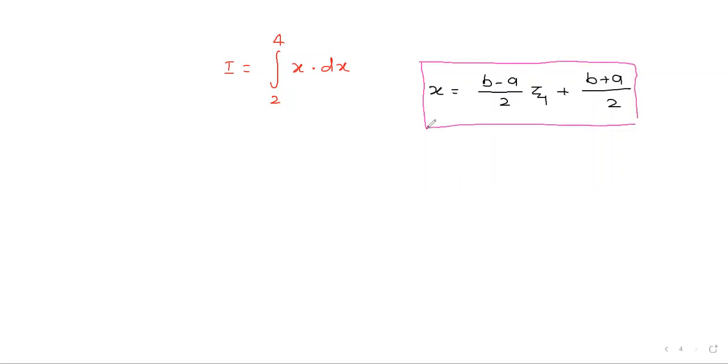Why have I taken x? Because in this question, the function is of x. If it is the function of y, you can take y also. So b and a, what is this b? B is your upper limit. Then A, what is A? That is lower limit.